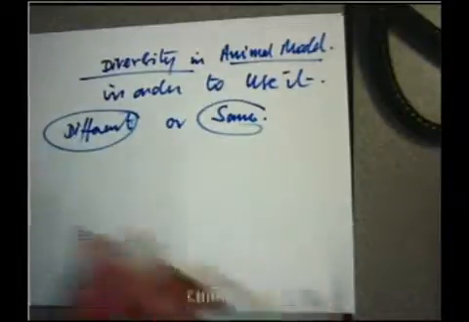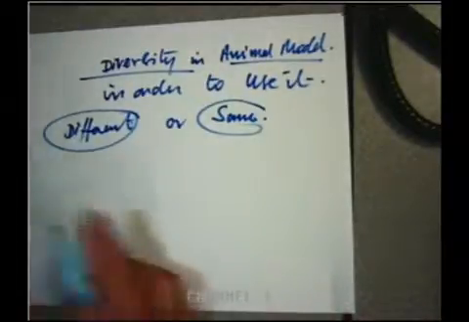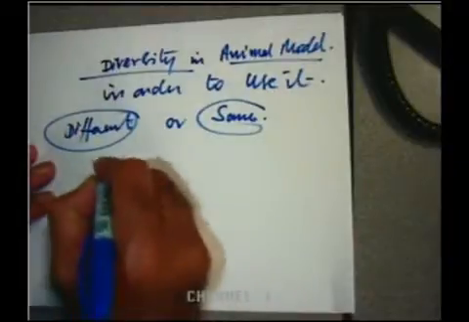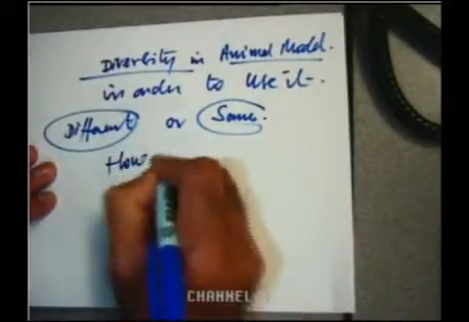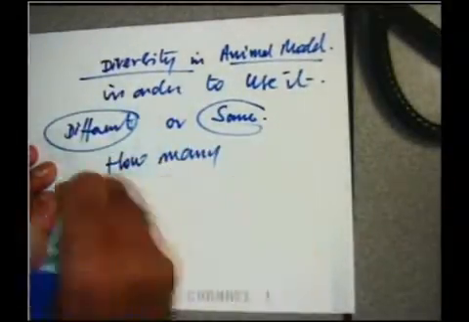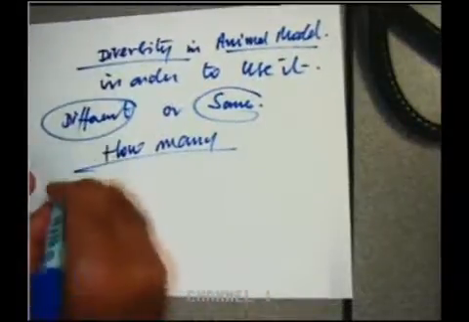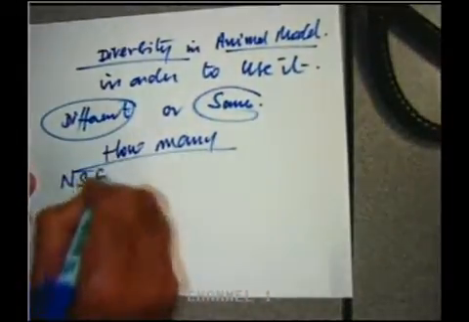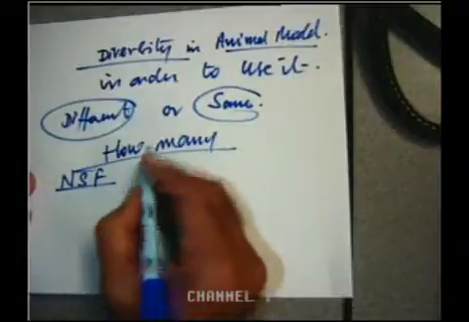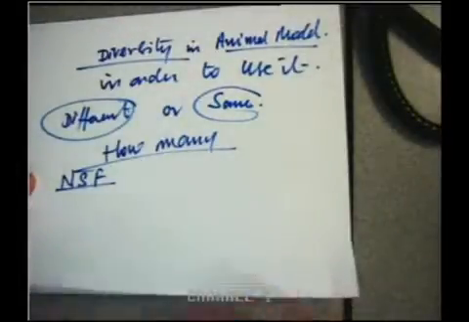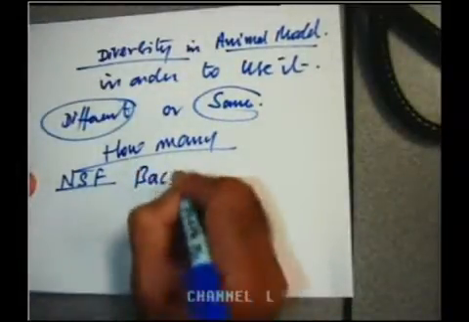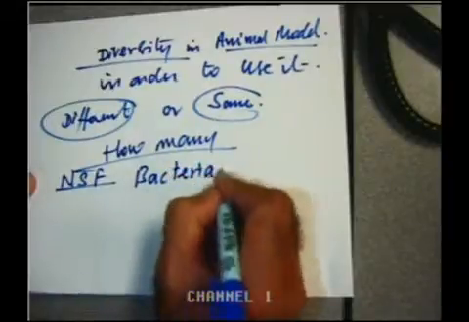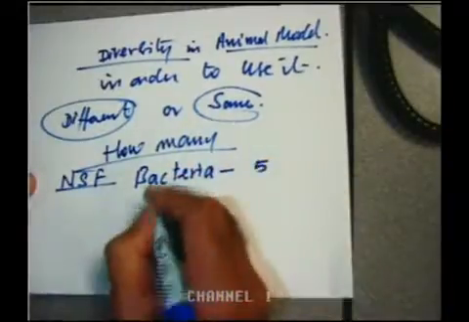So how many model organisms are there? How many? How many model organisms are there? The National Science Foundation, NSF, has different perspectives. They have an ideal organism for bacteria. They can work with 5 different bacteria.